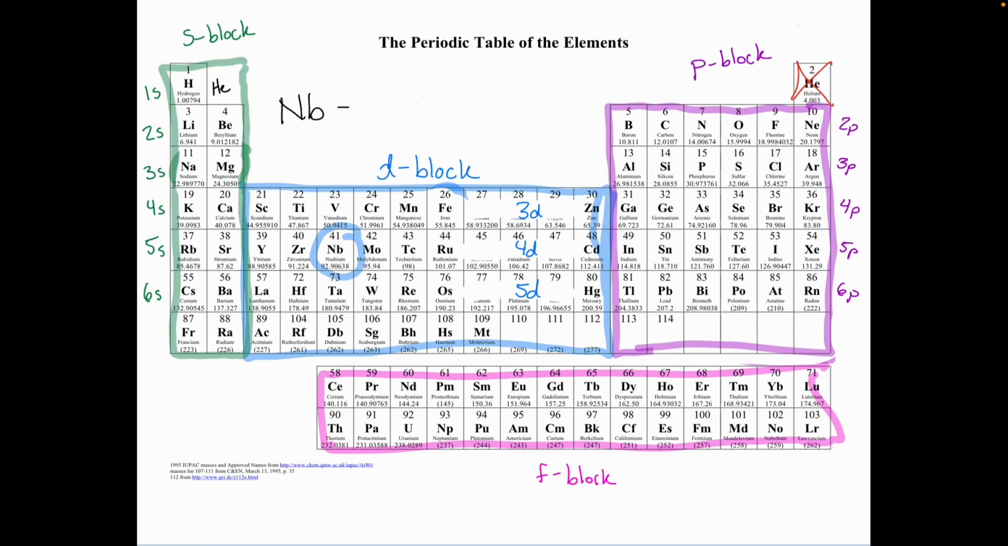And for niobium, which noble gas am I going to use? Krypton. And then I got to include that extra stuff that makes it niobium. That's the 5s2. And finally, the 4d3.